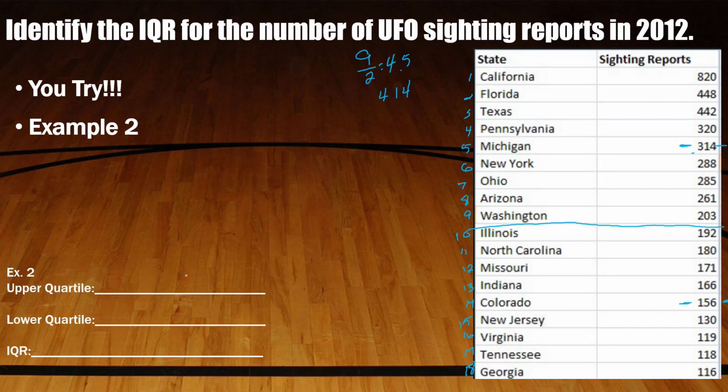So my upper quartile is 156. My low sorry, that's backwards. My upper quartile is 314. My lower quartile is 156. And that gives us a difference of 158. So it has an IQR of 158.